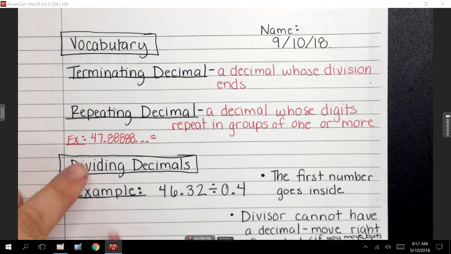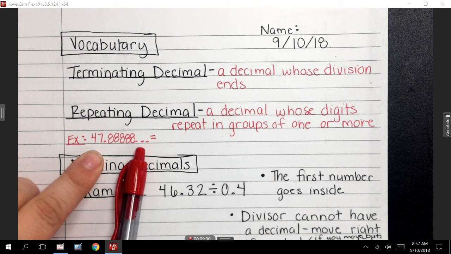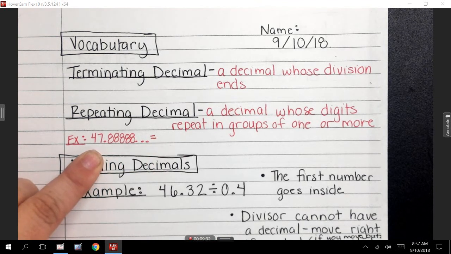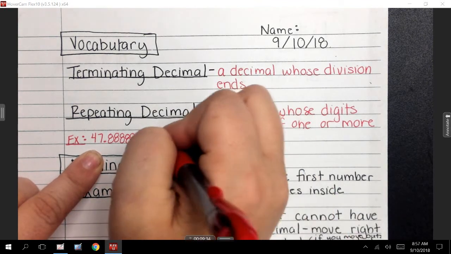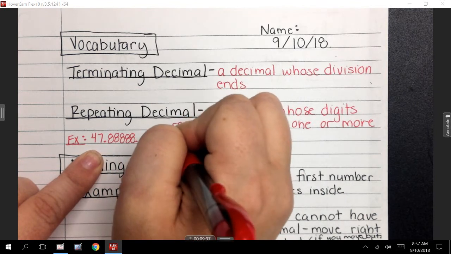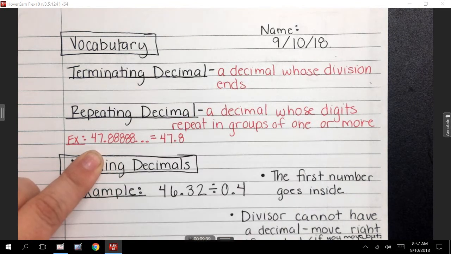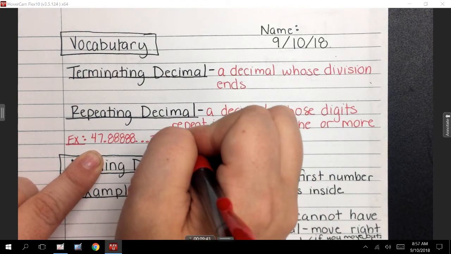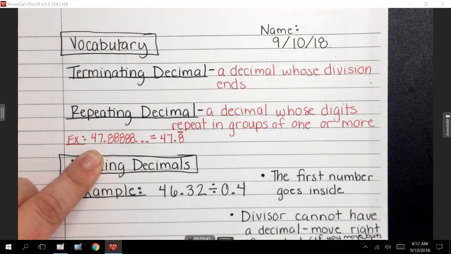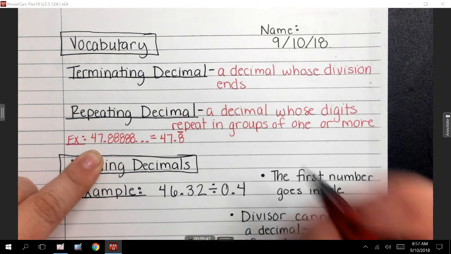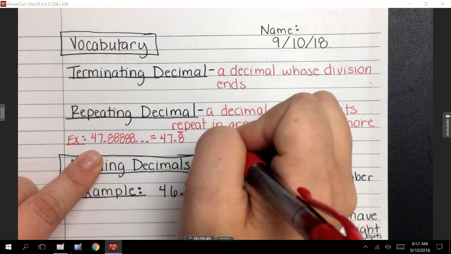So when I have this in English, we might put ... But in math, we have another way of writing that. The way we would write that in math would be 47.8 with a line over the 8. It's just the 8 that's repeating, correct? So I would put a line above the 8.